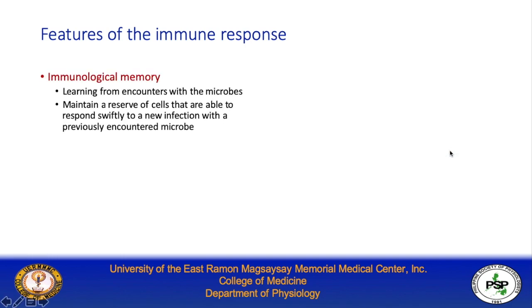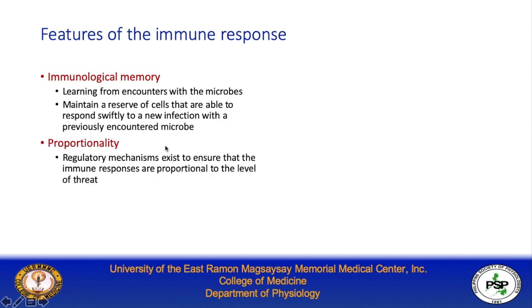Another feature of our immune response is what we call immunological memory. Meaning to say, our immune system can learn from previous encounters with the microbe. In other words, it would maintain a reserve of cells, called the memory cells. These are a reserve of cells that are able to respond swiftly whenever a new infection is brought about by that same microbe that was previously encountered.